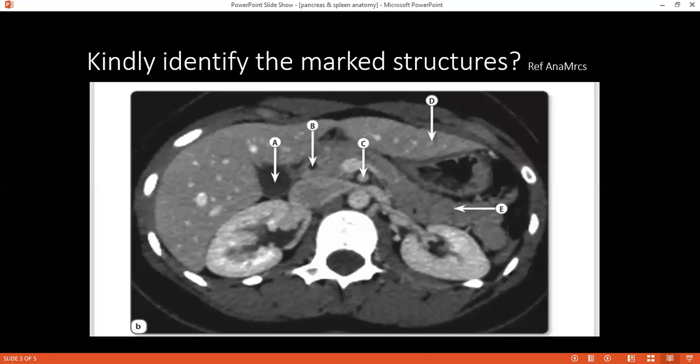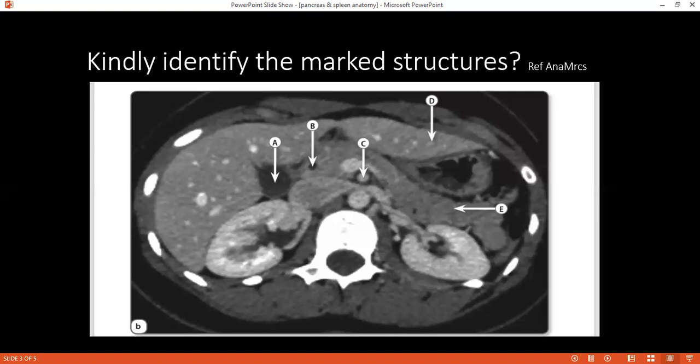Okay, can you please tell me the surface marking of the spleen? The spleen has its upper border at the line of the 9th rib and lower border at the line of the 11th rib, and the long axis at the line of the 10th rib, and the lateral end at the vertical line from the mid axillary line and another from the inferior angle of the scapula. This is the surface anatomy of the spleen.